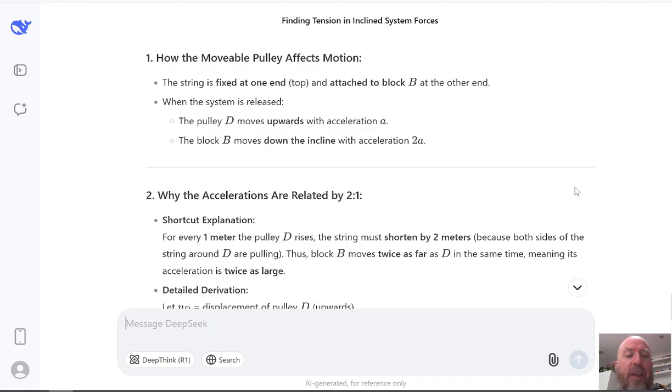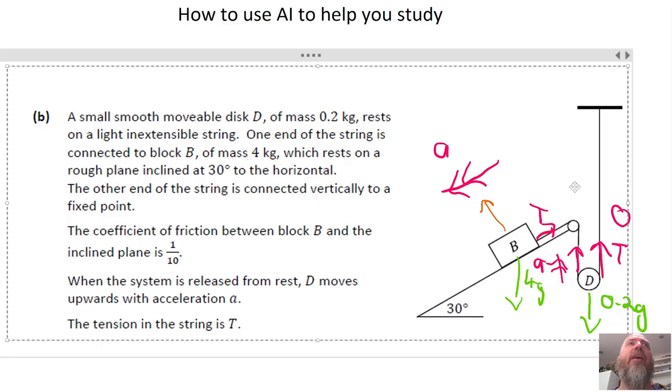I think that what happens there, because if D moves up, because it has strings on either side, for every one it moves up, it needs to move 2 meters worth of rope, I think. That's why it's twice as fast. Yeah, because if D moves up 1 meter, there's a meter down here which needs to go up, and then it needs to go up again.